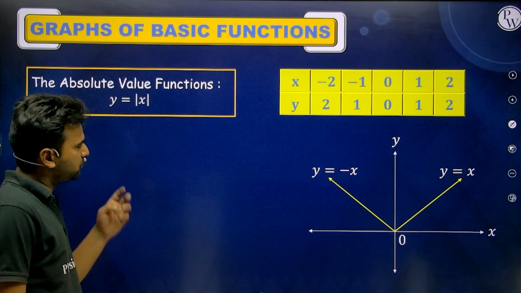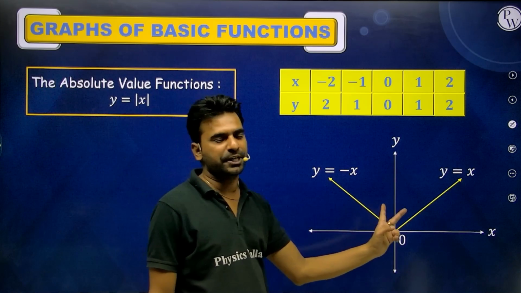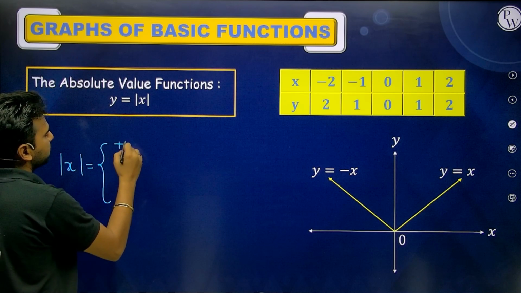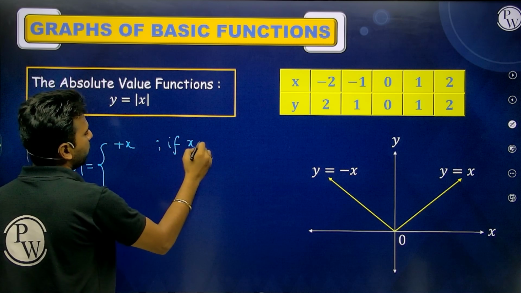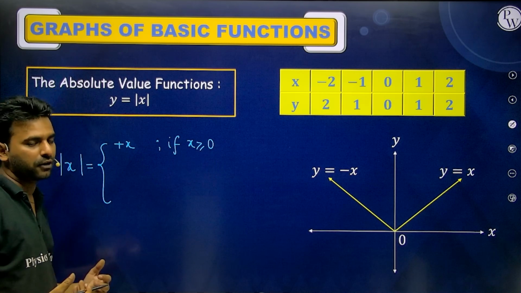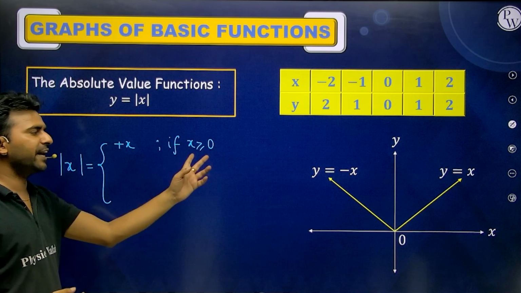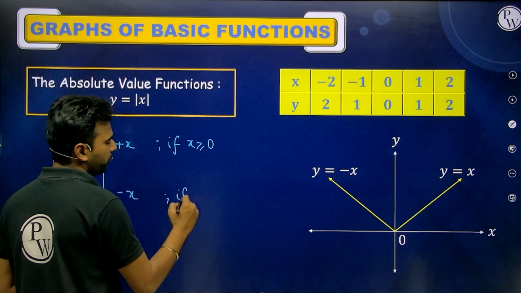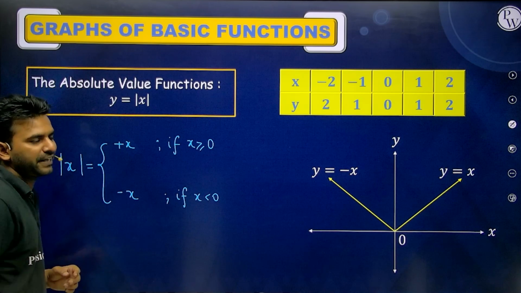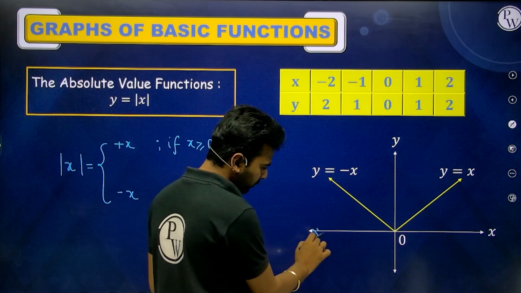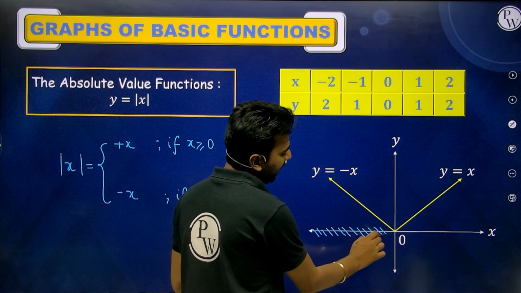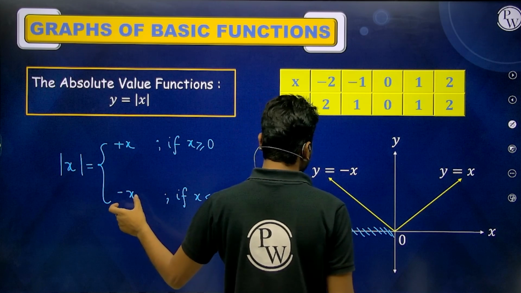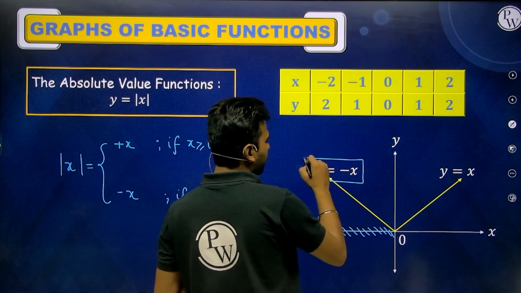Y equal to mod x, the modulus function, is a victory shaped, V-shaped graph, because I hope you are aware that mod x can be written as plus x if x is greater than or equal to 0. Because x is the variable, we are not sure whether x is positive or negative. So whenever x is positive, we can write mod x as plus x, and whenever x is negative, we write mod x equal to minus x only. So here in this portion, you can see that x is negative, and whenever x is negative, we have to put mod x as minus x. So that's how we get the graph of the line y equal to minus x.